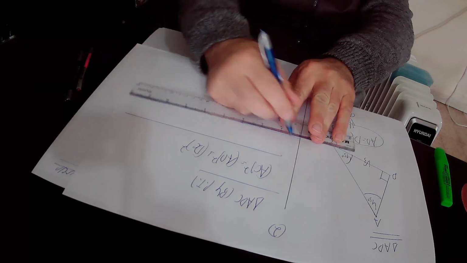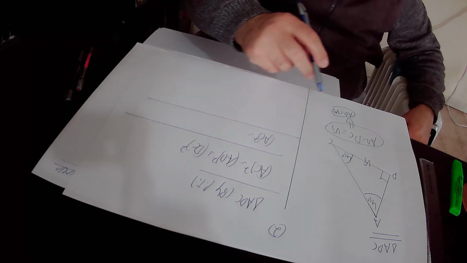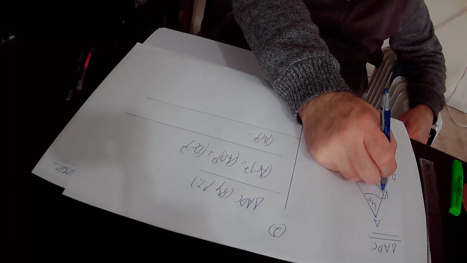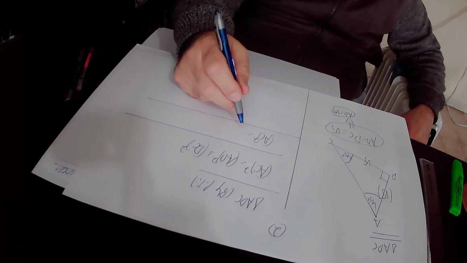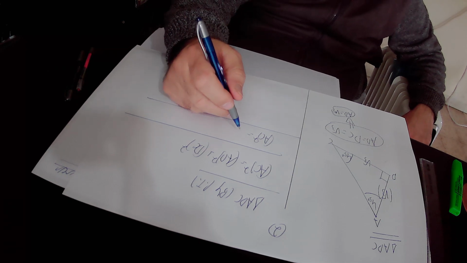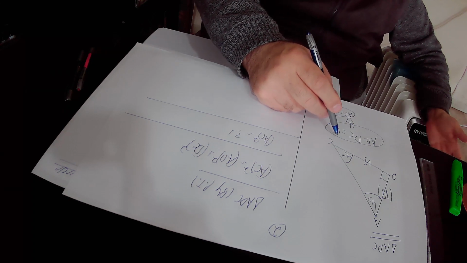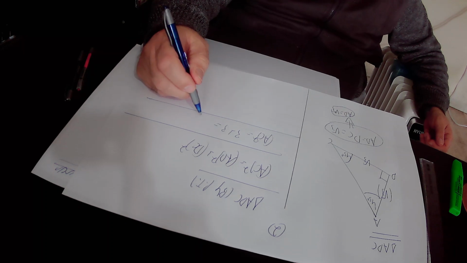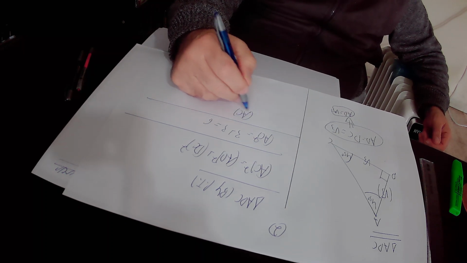So AC square equals AD square. Here AD equals the square root of 3, therefore AD square is the square root of 3 squared, that is 3, plus DC square. DC is also the square root of 3, therefore DC square is 3. So in total AC square equals 3 plus 3, that is 6.